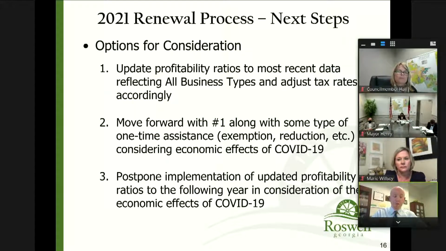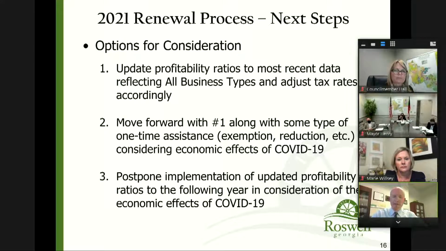Finally, I wanted to provide some options for your consideration and request some guidance on moving forward. I boiled it down to three options. One being moving forward with updating our profitability ratios to the most recent data that's reflecting all business types and adjusting those tax rates accordingly.